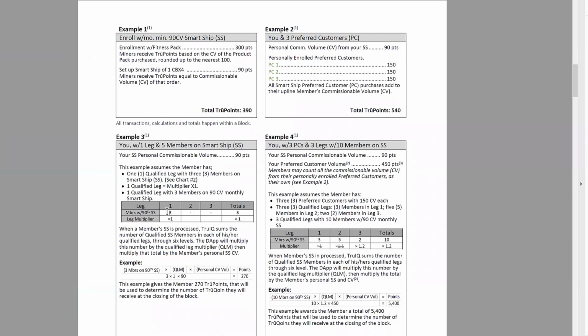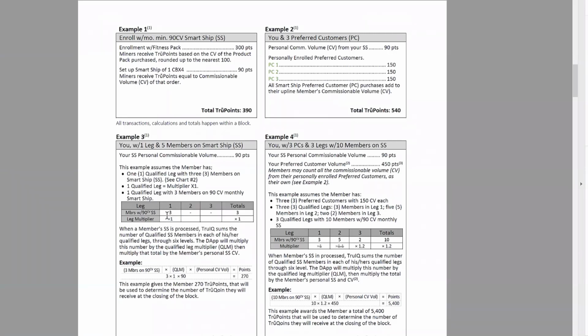For each leg that you build out, the system goes down six levels and looks at how many people have enrolled in each of those legs. So in this example, this person has enrolled three people, and each of those individuals has also enrolled in SmartShip. So you've got three people in one leg. You've enrolled one person, and that person's enrolled somebody, that person's enrolled somebody. So now you have three people down in one leg. So the multiplier is times one because you have one leg.